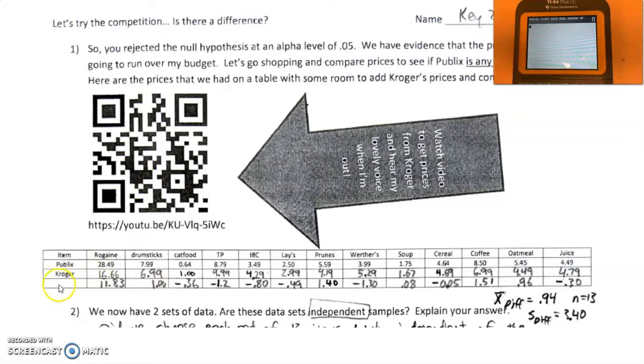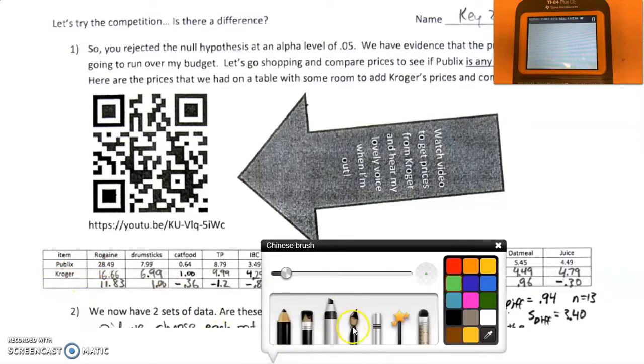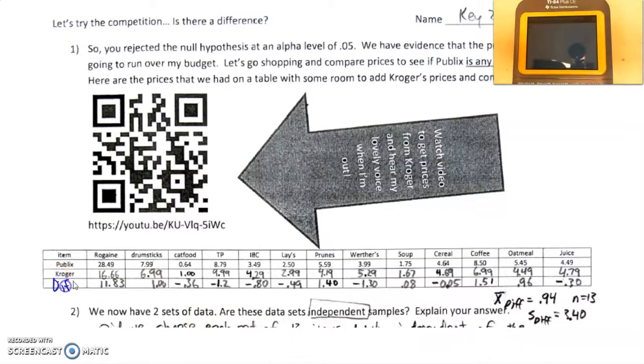And I want you to notice, of course, that we've got this difference column over here to show the difference in the prices, and it didn't matter which one you subtracted from which, but the way I had it set up, it made sense to say the Publix item minus the Kroger item to get this. So a positive difference meant that Publix was more expensive. A negative difference meant that Kroger was more expensive.